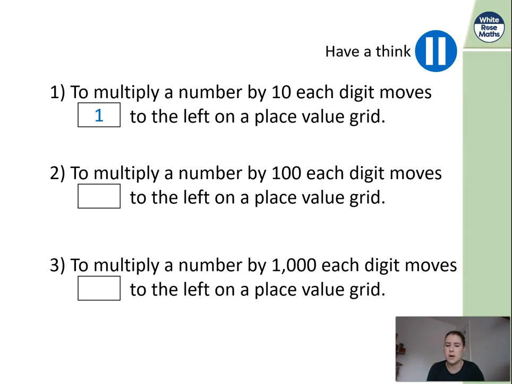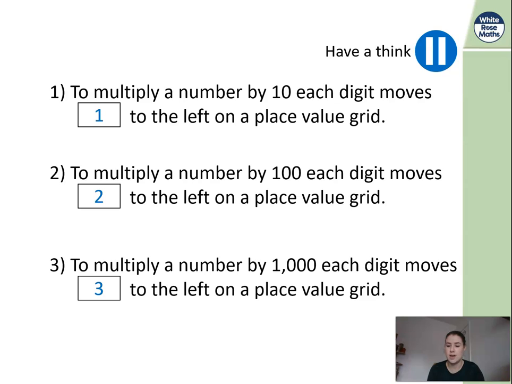Let's see if you notice what happened when we multiplied it by 100. We noticed that the digits moved 2 places to the left, and we add our 0s in as placeholders into our 1s and our 10s. The same rule then applies when we multiply by 1,000. We are then moving it 3 places to the left.